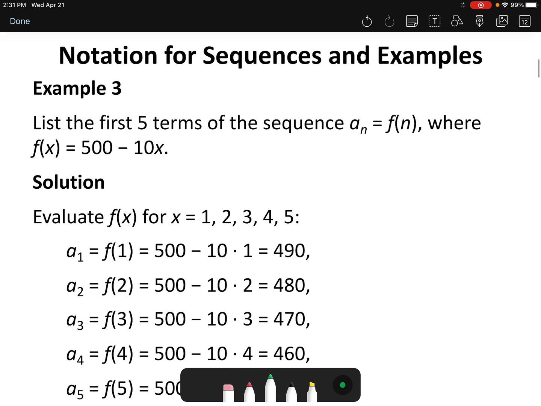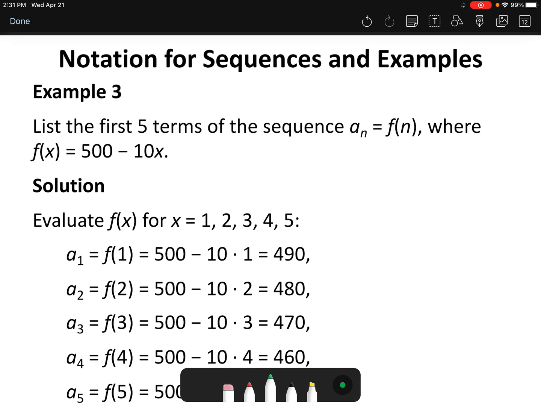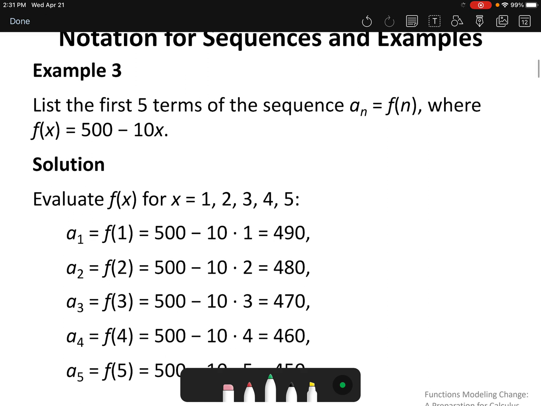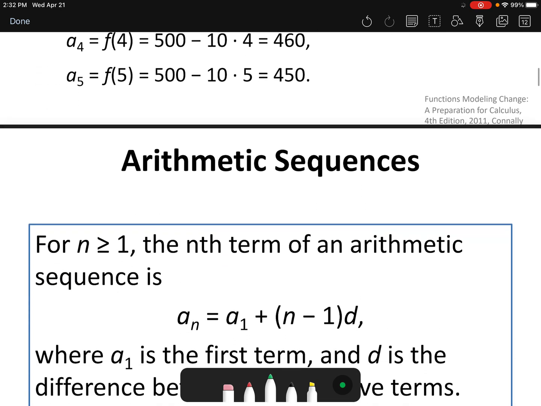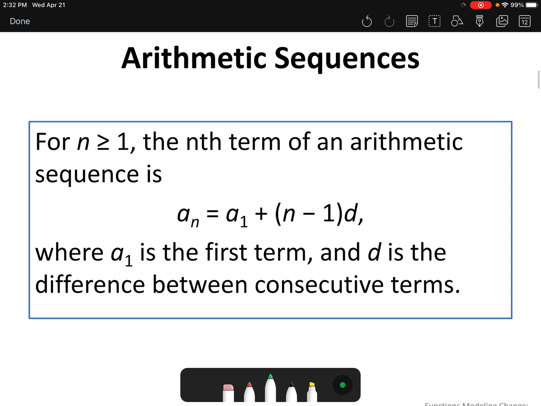Now, here is some notation that we have to understand. Let the first 5 terms of the sequence a sub n equal f of n, where f of x equals 500 minus 10x. So a sub 1 is 500 minus 10 times 1, which is 490. A sub 2 is 500 minus 10 times 2, which is 480, etc. They're listed a sub 1, a sub 2, a sub 3, a sub 4, and a sub 5. We must understand this notation because we're going to first talk about arithmetic sequences.